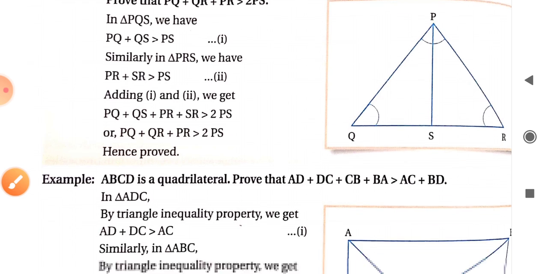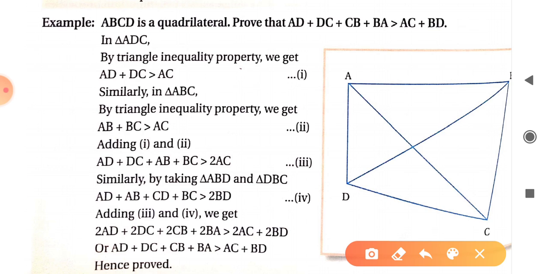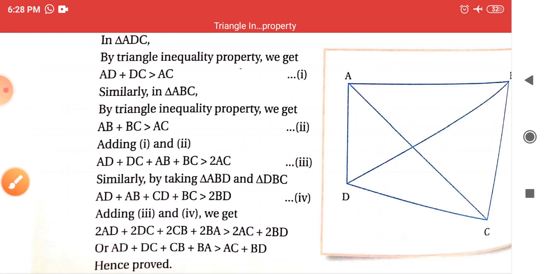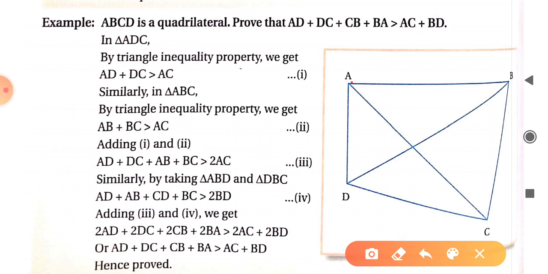Next example: ABCD is a quadrilateral, prove that AD plus DC plus CB plus BA is greater than AC plus BD. We have to write AC and BD on one side and the rest of the sides on another side. So firstly we will take the triangles in which AC and BD should come. Firstly, triangle ADC. Here AC is coming, so we will take this triangle.